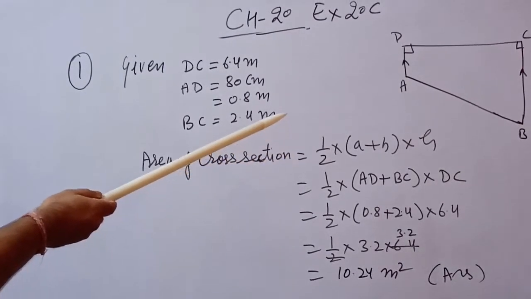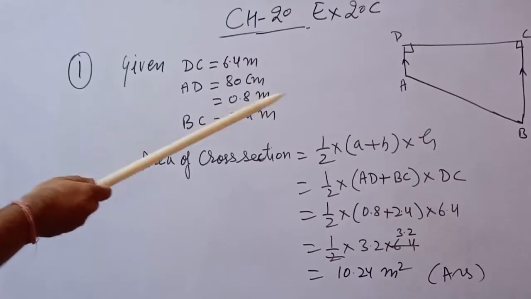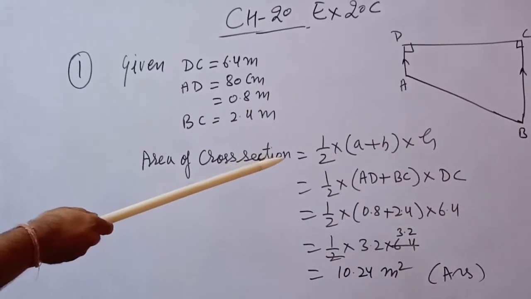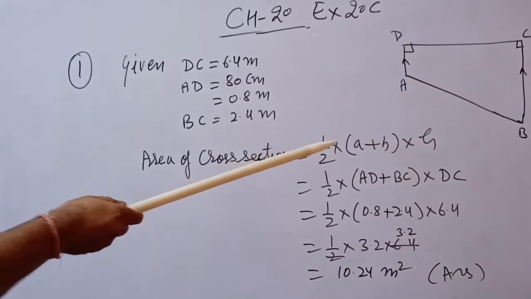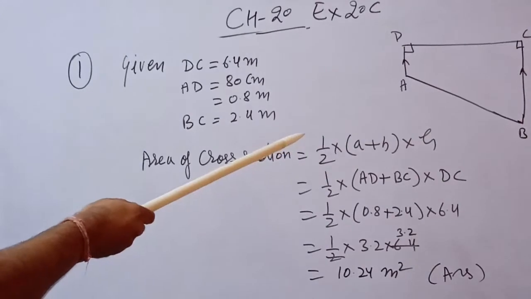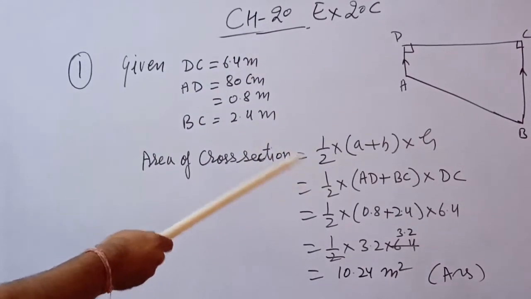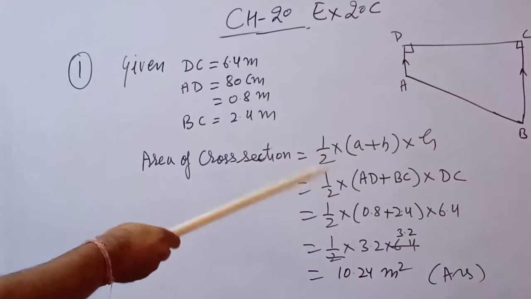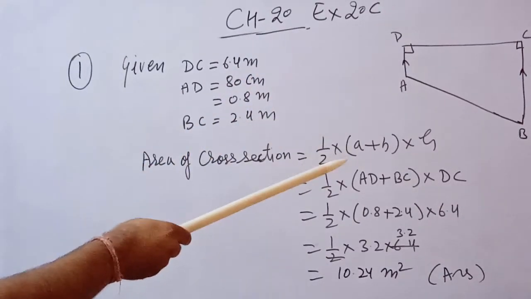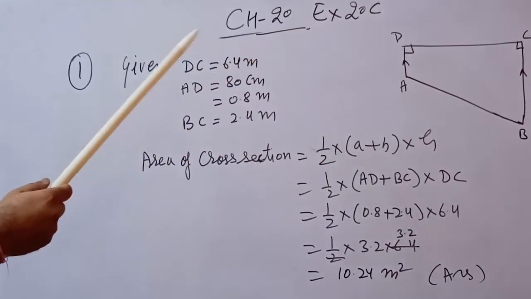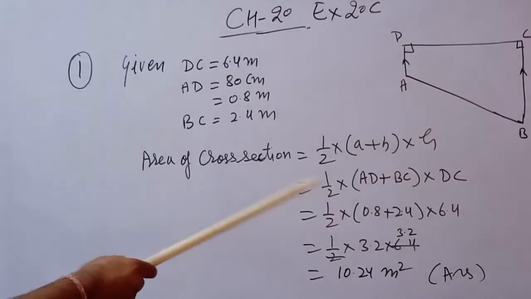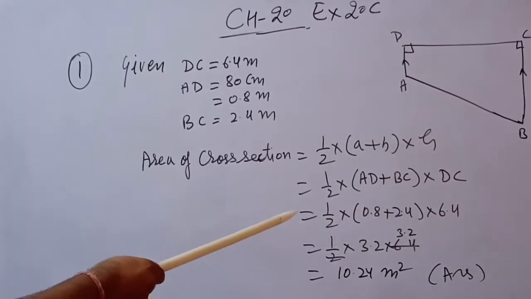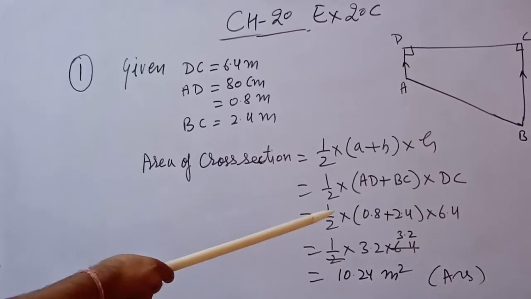parallel sides. What are the parallel sides? BC and AD are the parallel sides. Sum of the parallel sides, A plus B, into H. Use the formula 1 upon 2. A is AD, and B is BC, and H is DC. What is DC? The width of the swimming pool. So put in the values: 1 upon 2 into (0.8 plus 2.4) into 6.4.